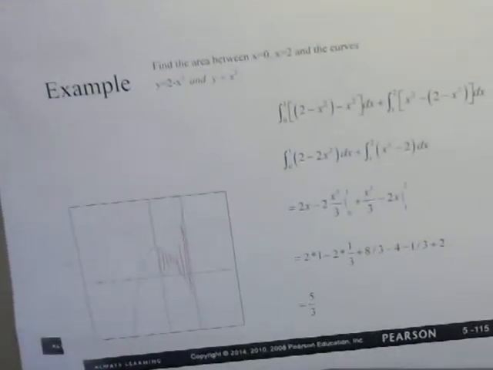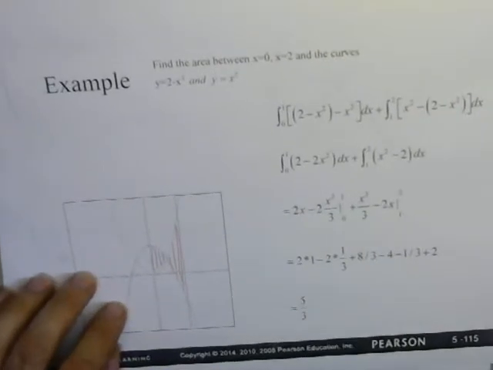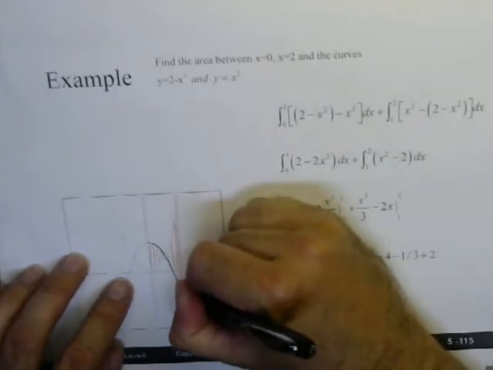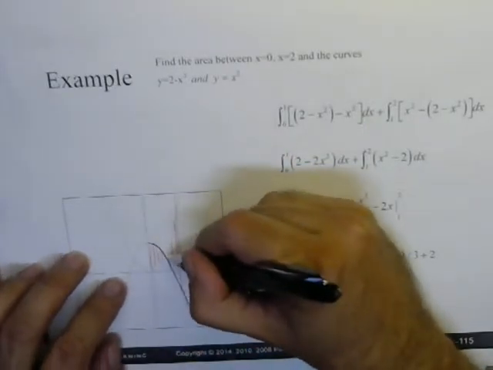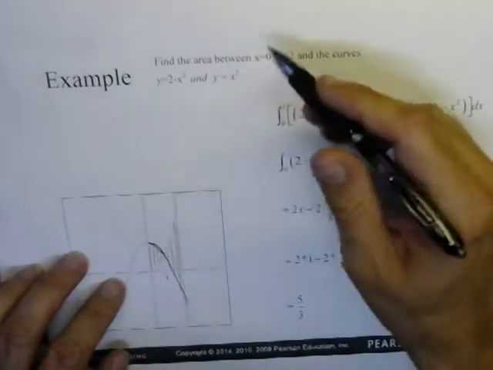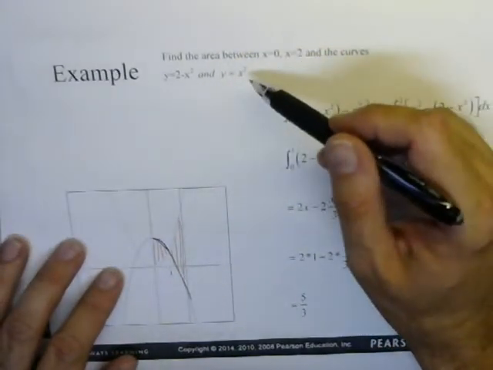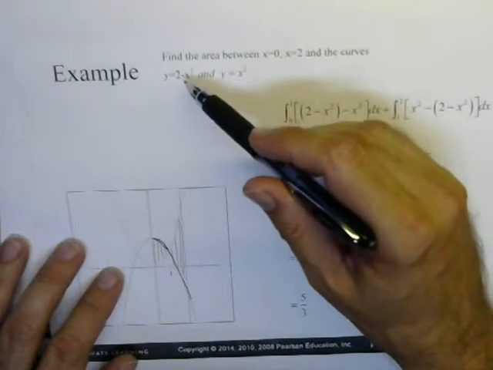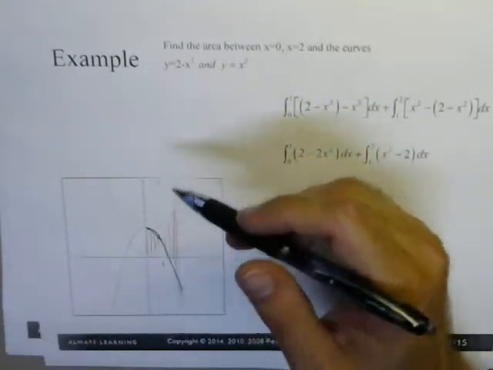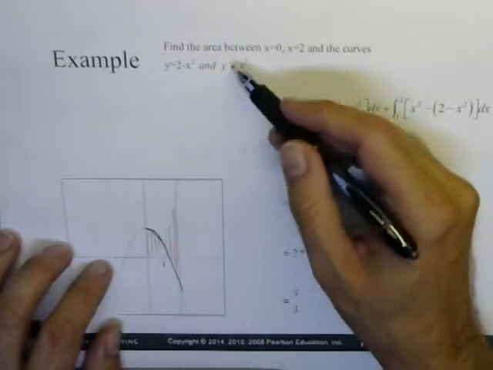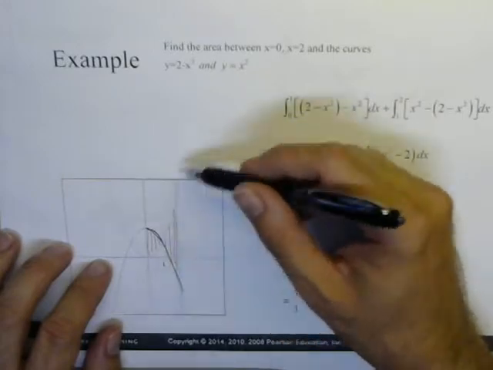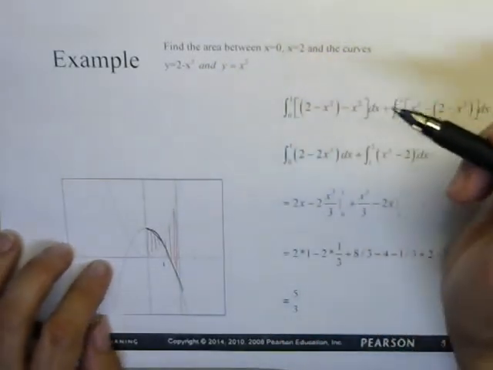Now, one tricky thing you got to be careful of is this curve is not always on the top, right? So between, looks like maybe between 0 and 1, this curve, I guess that would be 2 minus x squared, right? So that's the graph of negative x squared shifted up by 2, is on the top between 0 and 1, and from 1 to 2, it looks like it's on the bottom, right?